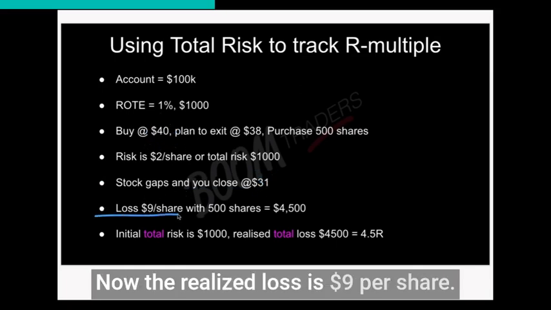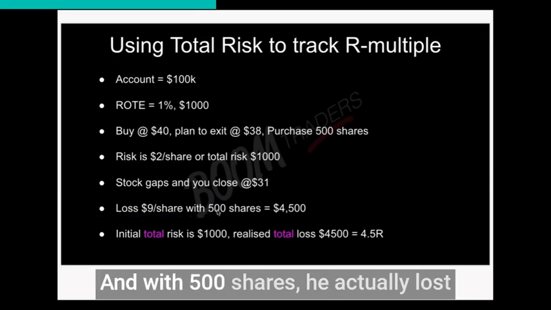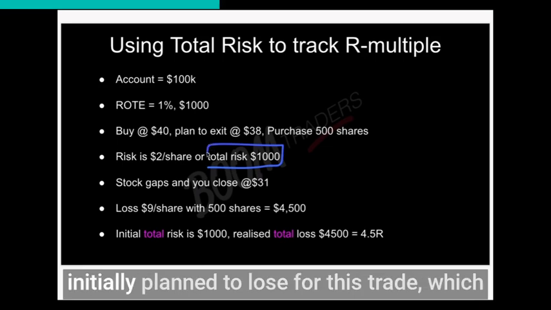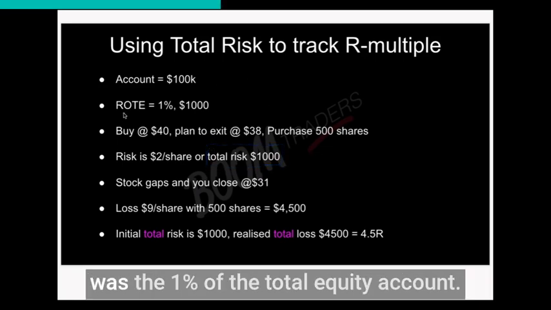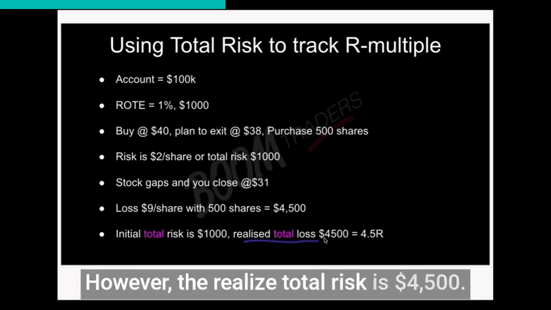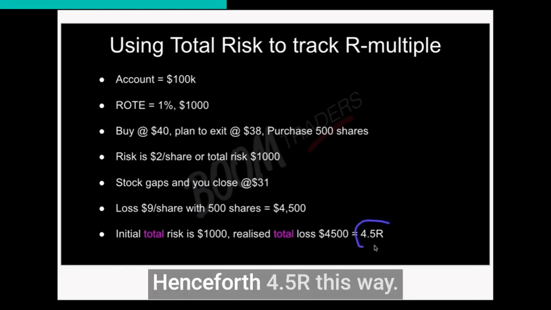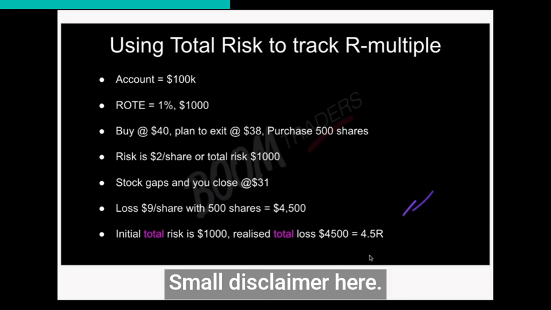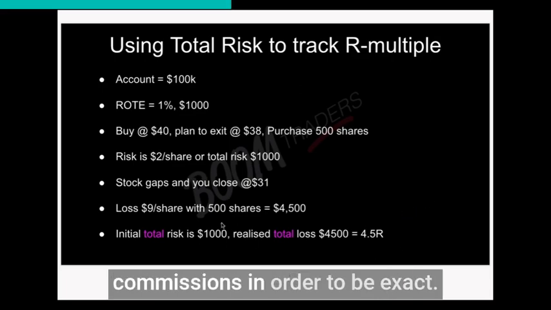Now, the realized loss is $9 per share. And with 500 shares, he actually lost $4,500 compared to the $1,000 that he initially planned to lose for this trade, which was 1% of the total equity account. Now, initial total risk is $1,000. However, the realized total risk is $4,500, henceforth 4.5R. This way, we use the totals in order to get the actual realized loss. Small disclaimer here, it's good to also incorporate commissions in order to be exact.